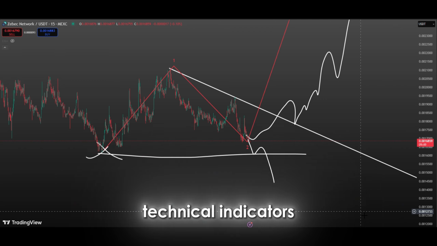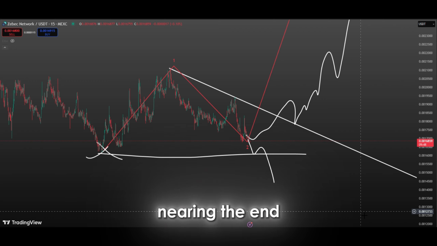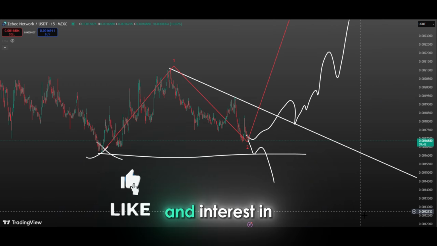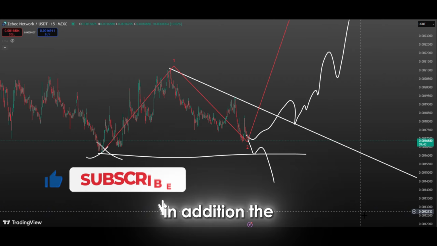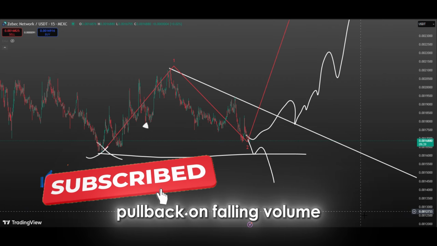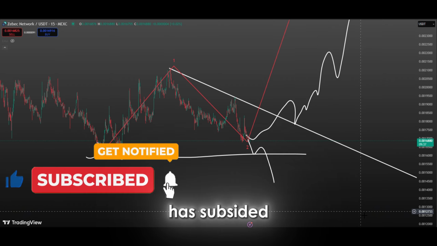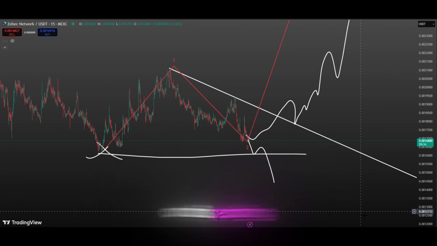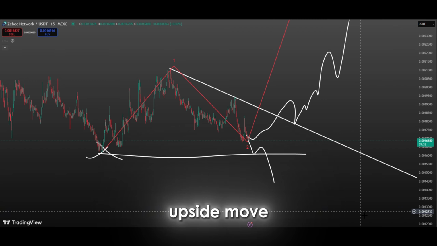Currently, there are technical indicators suggesting that we are nearing the end of the second wave and the beginning of the third wave. The levels where the price has found support suggest that buyers remain strong and interest in the market remains. In addition, the pullback on falling volume may indicate that the selling pressure has subsided. This suggests that the price has now formed a floor and is preparing for a potential upside move.